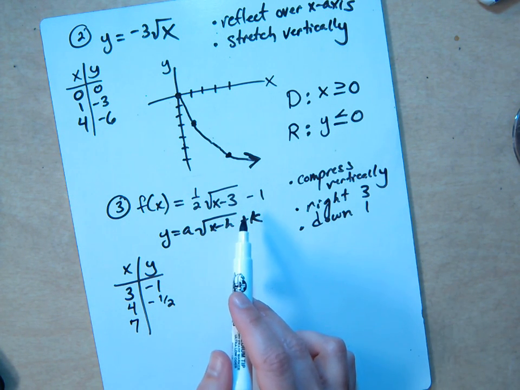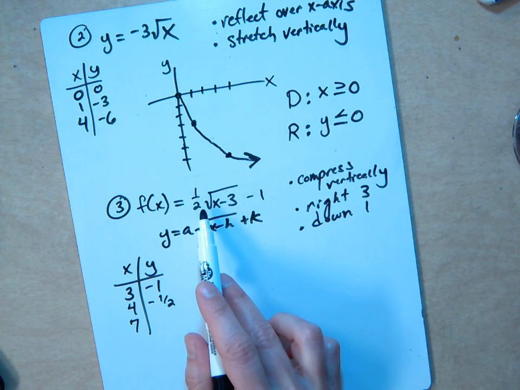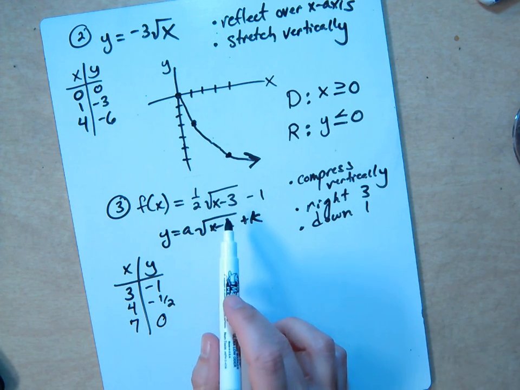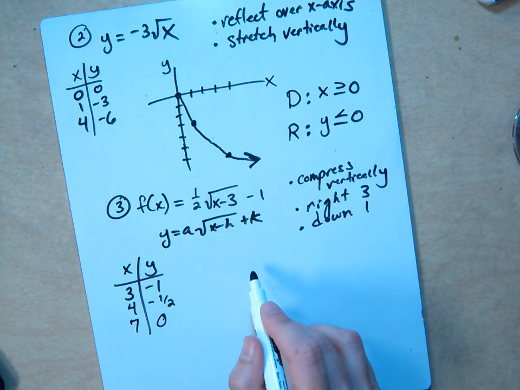You want to make your life easy. 7 minus 3 is 4. Root is 2, times 1/2 is 1, minus 1 is 0. So I'm going to plot these now.